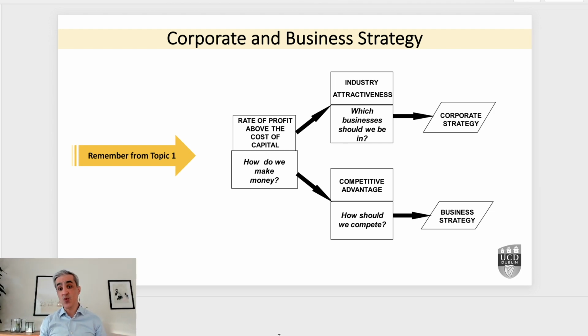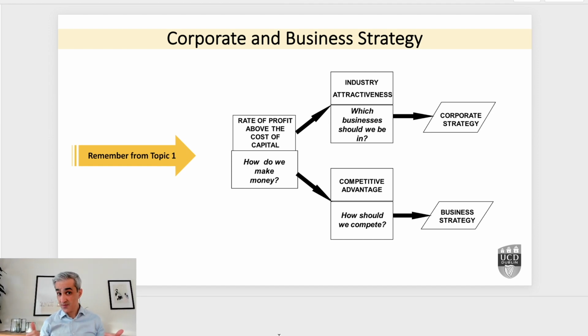The first one is what we call corporate strategy. And corporate strategy is about choosing the industry. Where should I compete? What industry is going to be more beneficial for the kind of product, discovery, technology that I have? And then we have the second one, which is business strategy, which is about how I'm going to gain competitive advantage within the industry I chose. So it's about how am I going to compete in that industry.